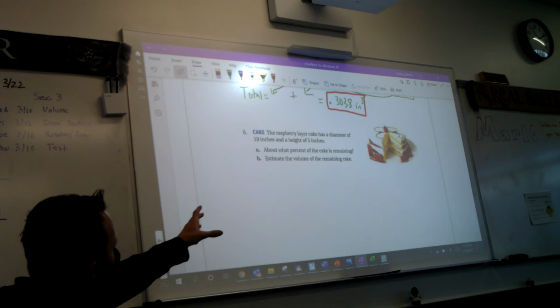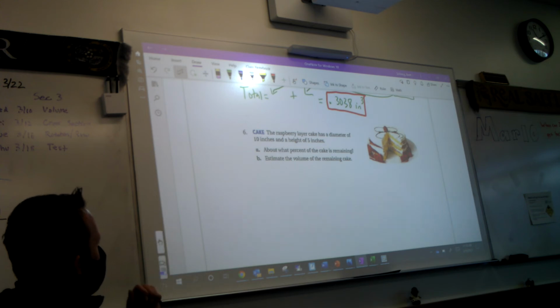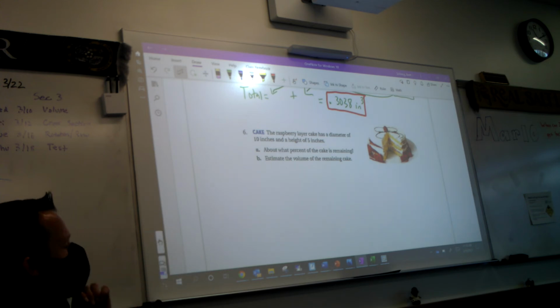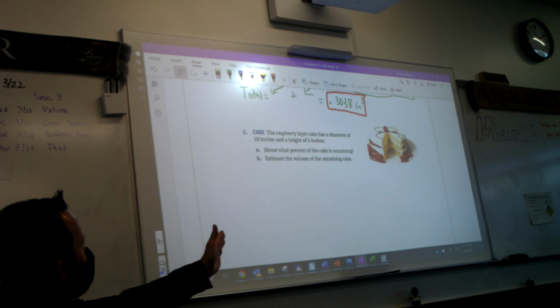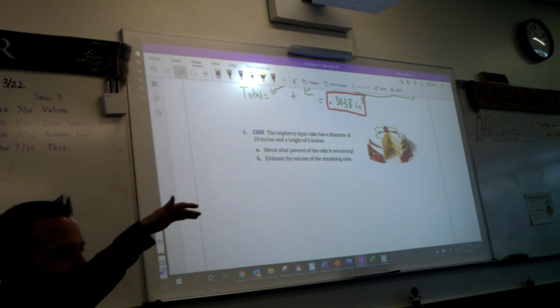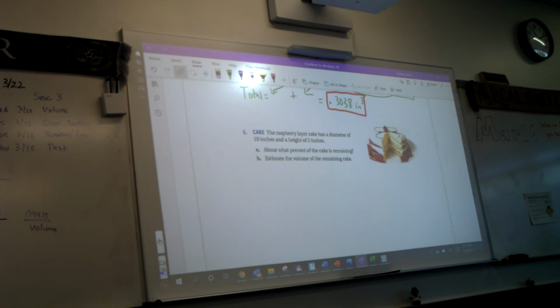Okay, here's what I want you to do. Here's a cake, and someone snuck to it before everyone else did, and they sliced off a piece. Before I do anything else, I want you and your neighbor to try to estimate what percent of the cake is still left. If they took off that one piece, how much is still remaining? Talk to your neighbor. I'll give you 20 seconds.